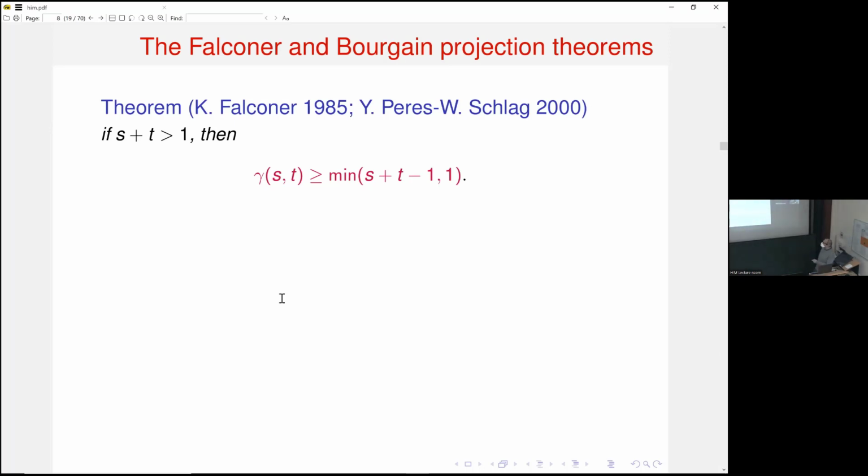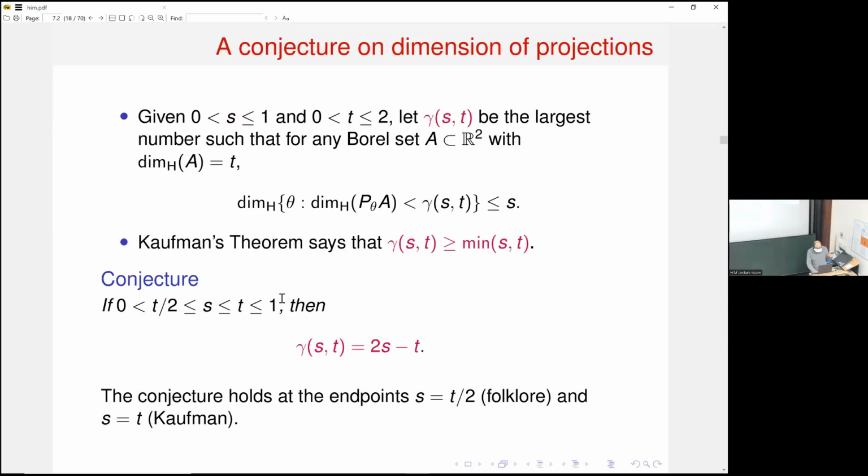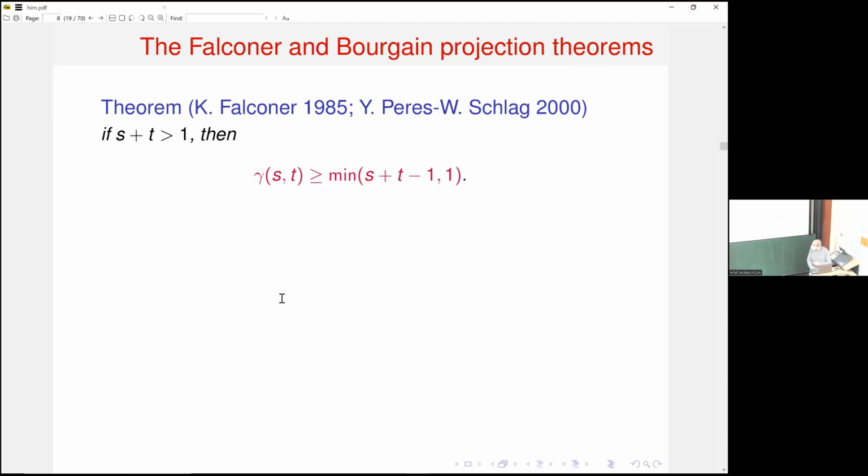So this is better than Kaufman if t is bigger than 1, as you can see, because if t is bigger than 1, this is bigger than s, and Kaufman gives s. So suppose that t is at least s. This is really the interesting case. By the way, if t is at most s, then Kaufman is sharp. So that's the answer. So this is the regime that is interesting: s between t over 2 and t. If s is less than t over 2 or t is less than s, then everything is understood.